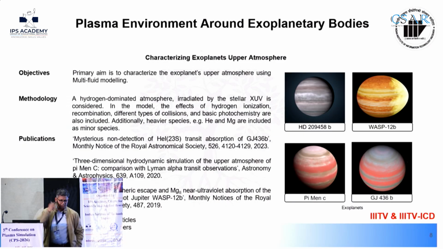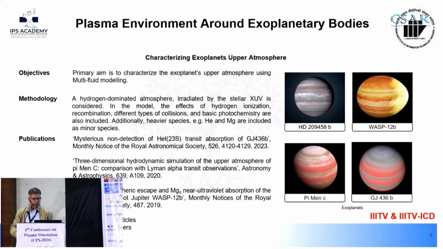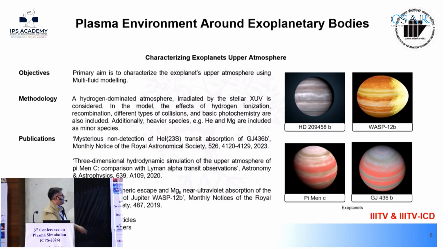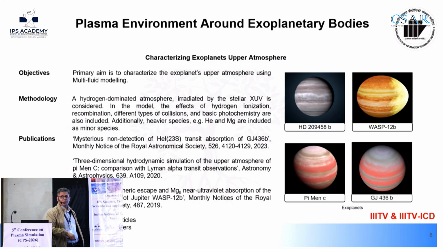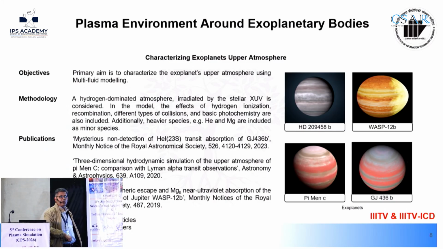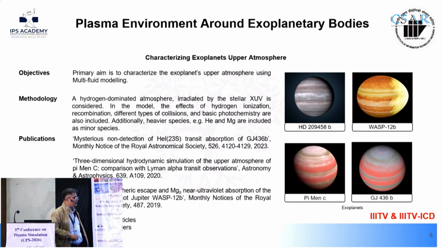Now I'd like to discuss the plasma environment around exoplanets. I will discuss the multi-fluid code which we have developed in-house. This multi-fluid code is capable of analyzing different sorts of exoplanets. With this code, we are able to analyze hot Jupiter kind of exoplanets, warm Neptunes, and super-Earths, but so far we have not analyzed any terrestrial kind of exoplanet.